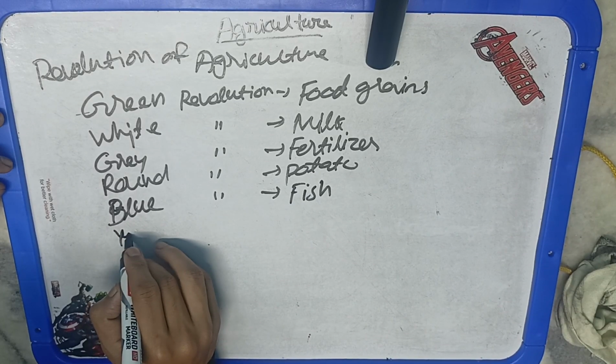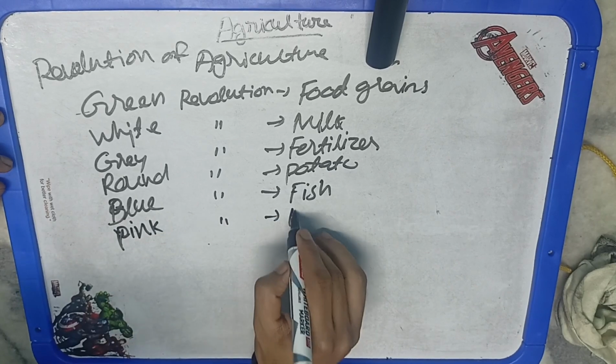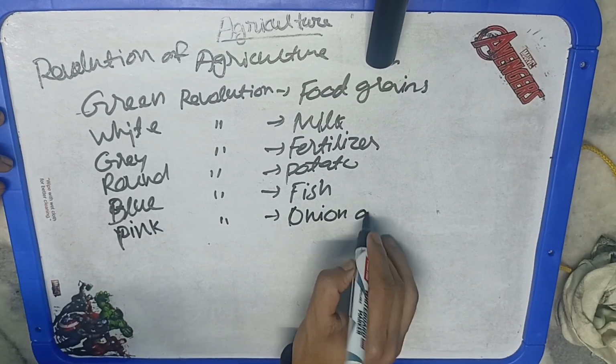Okay, the pink revolution is related to prawn and onion. Golden is related to fruit production. Round is related to potato. Silver is related to egg. Many times we get confused between these two.